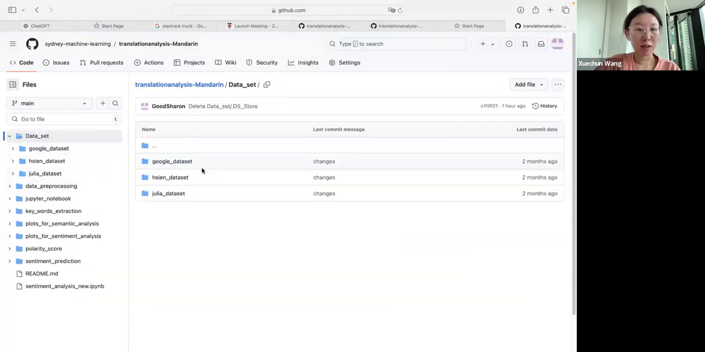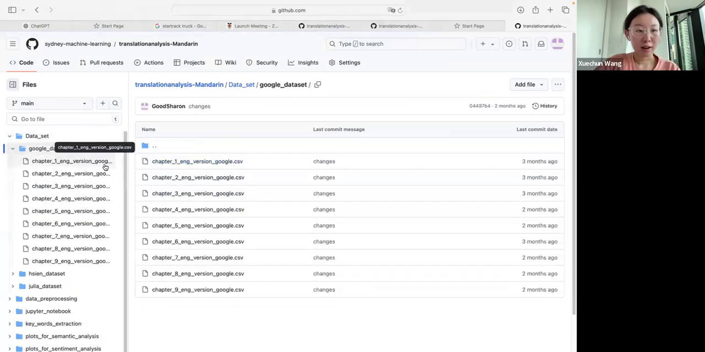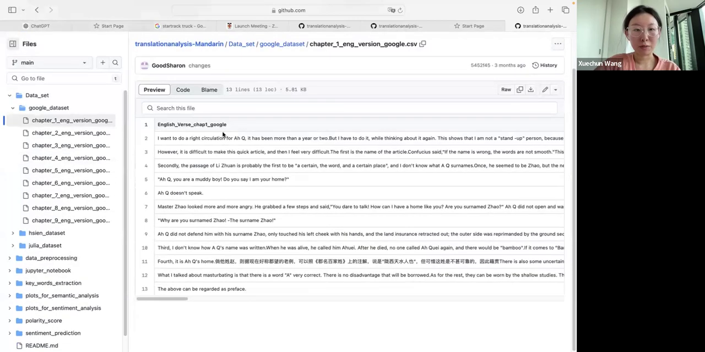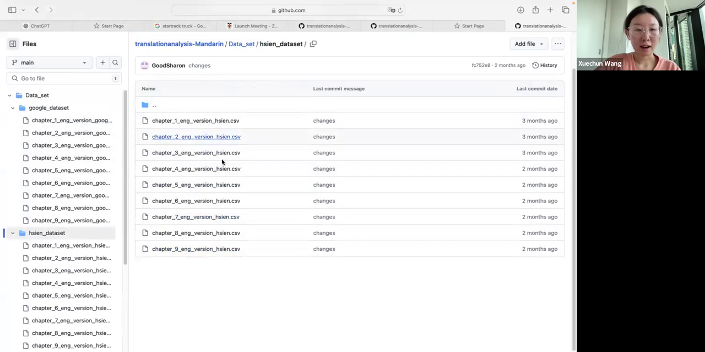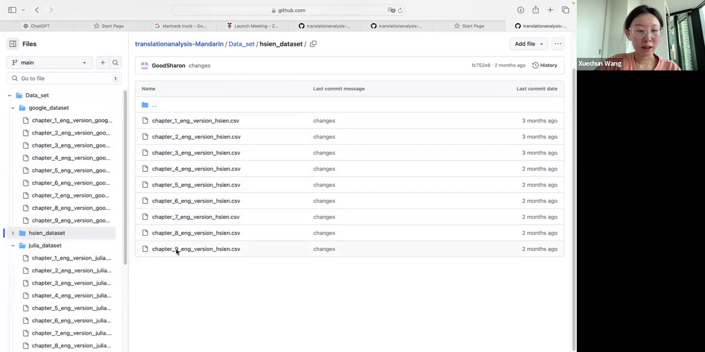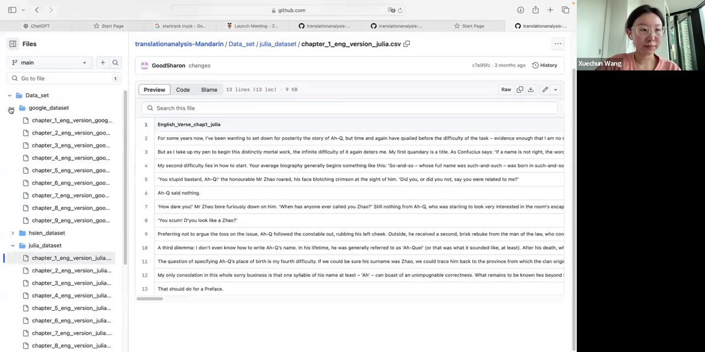So this is our data set. We do have 3 folders for our data set, and it is saved chapter-wise. So this one is for the Google Translate, and there's the English verse for Google Translate in chapter 1 and chapter 2 and until chapter 9. And this is for the Xianyi and Gladys version. And this is for Julia's version.